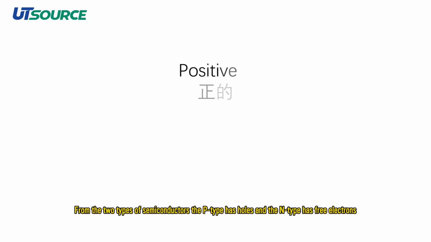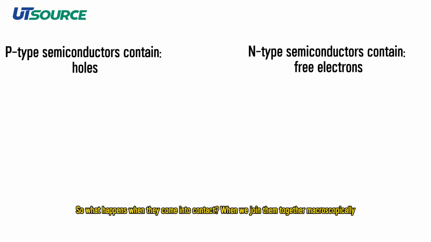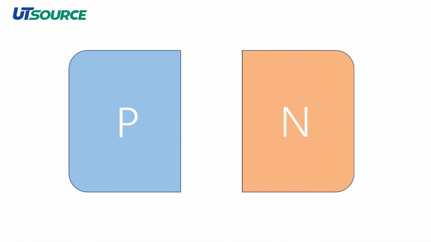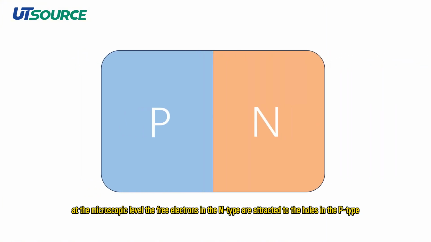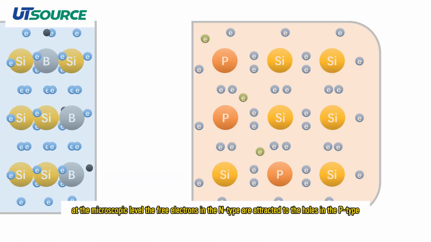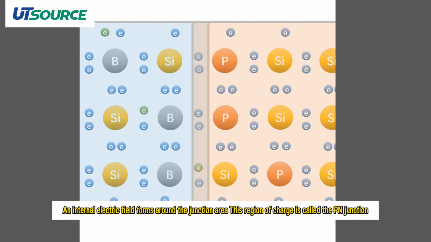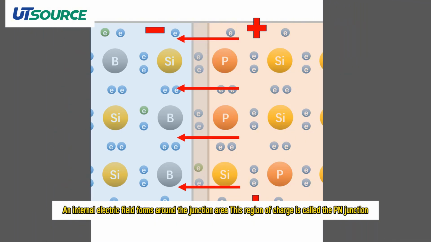From the 2 types of semiconductors, the P-type has holes and the N-type has free electrons. So what happens when they come into contact? When we join them together macroscopically, at the microscopic level, the free electrons in the N-type are attracted to the holes in the P-type. As a result, the N region loses electrons and becomes positively charged, while the P region gains electrons and becomes negatively charged. An internal electric field forms around the junction area. This region of charge is called the P-N junction.